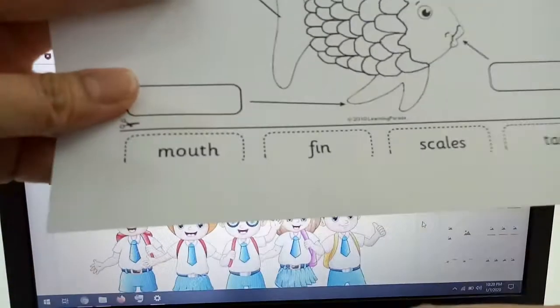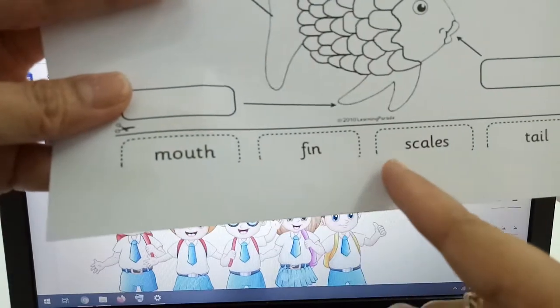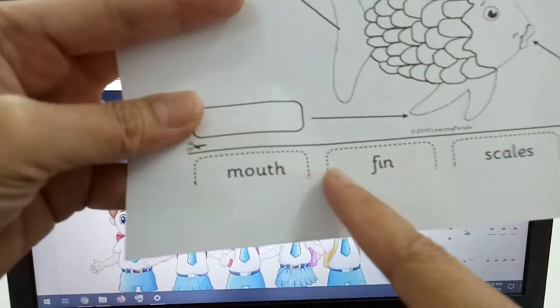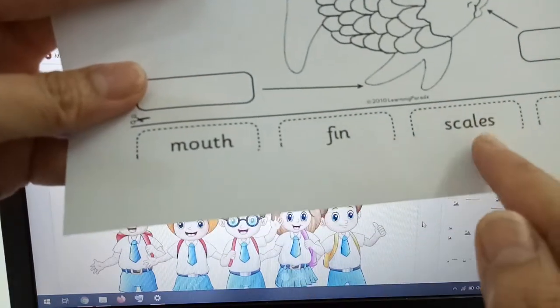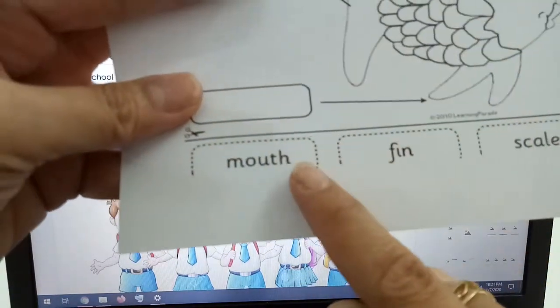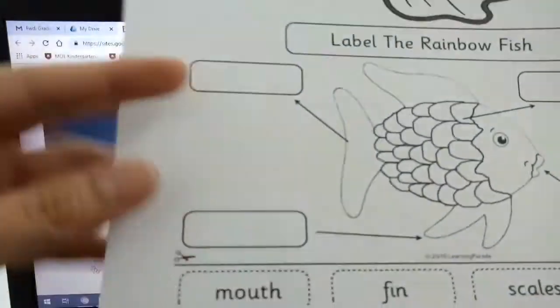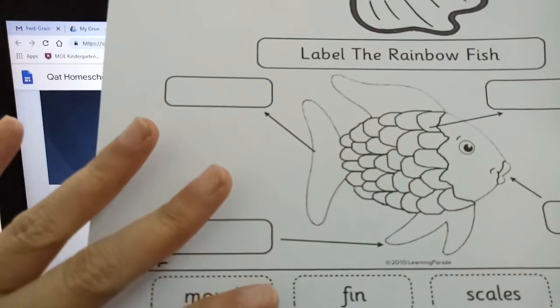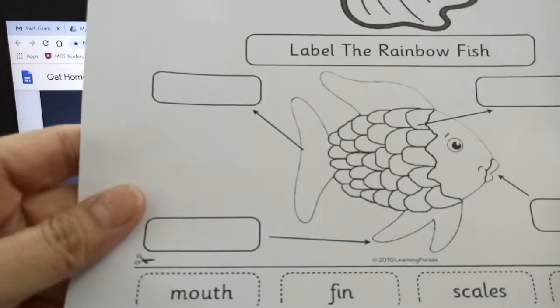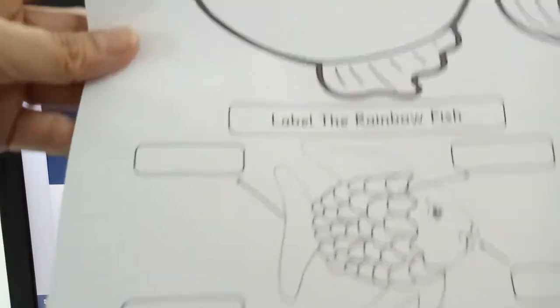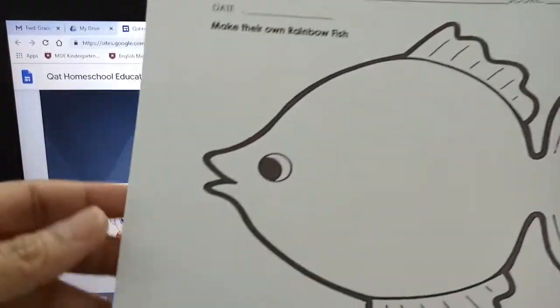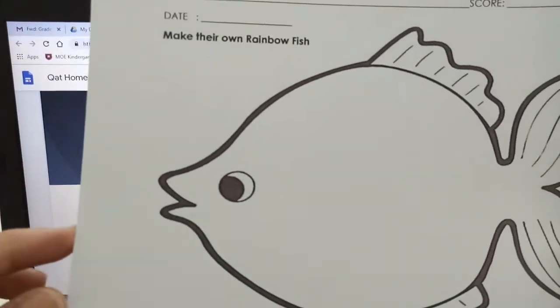So what you do, you're going to cut this area here. These are the different parts of the fish. We have the mouth, the fin, the scales, and the tail. So you are going to cut this one and paste it to the correct part of the fish. Okay, did you get that one? Alright, so once you're done, you're going to place it here. It's like a project here. We're going to make our own Rainbow Fish.